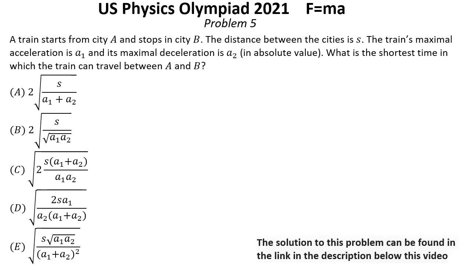Problem number 5. A train starts from city A and stops in city B. The distance between the cities is s. The train's maximal acceleration is a1 and its maximum deceleration is a2 in absolute value. What is the shortest time in which the train can travel between A and B?